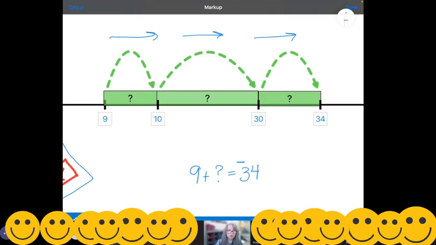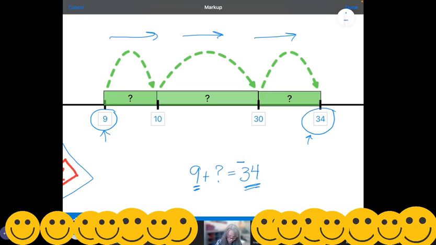So our first jump, we're going to start at 9. I want you to think about this equation. It says 9 plus question mark equals 34. So I see my 9, there's my 9, that's where I start, and I'm going to end up at 34. Here's my 34. I want to know how many jumps there are in between. What would I be adding from 9 to get to 34?